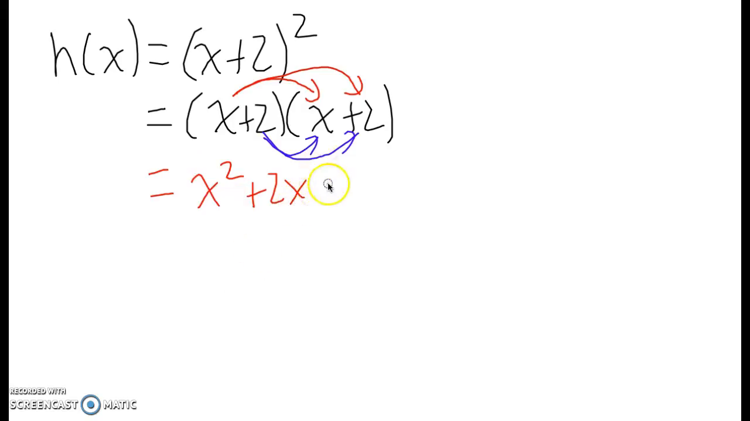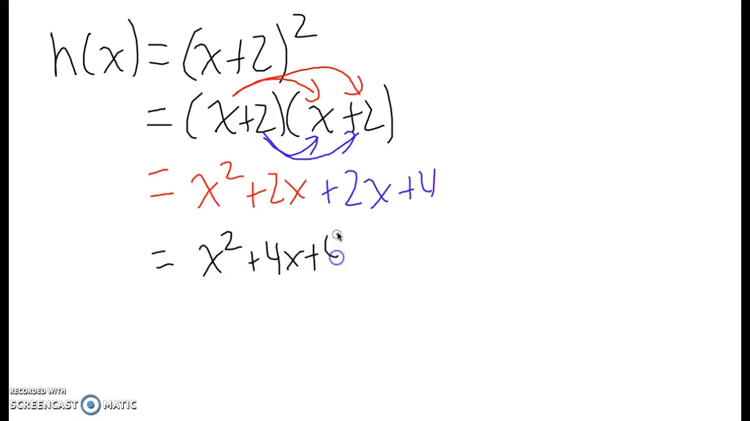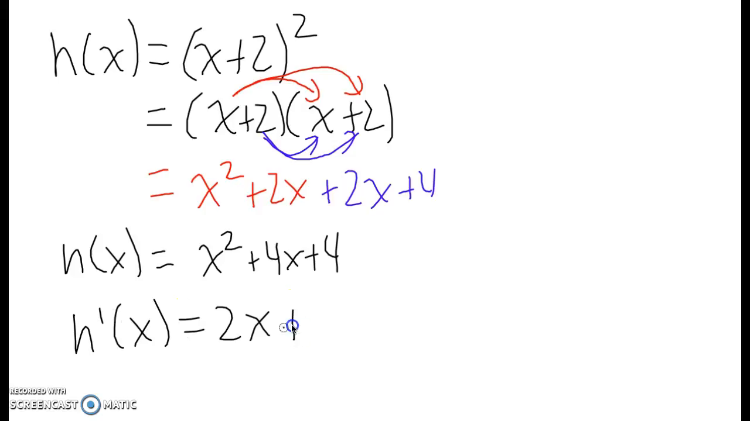You're distributing twice. This is going to give me my 2x, gives me my 4, and at the end of it, you get an expression, x squared plus 4x plus 4, which is still equal to h of x. But now we can see quite easily that this is a parabola, and we can really easily differentiate it. So if I wanted to take the derivative, h prime of x is equal to 2x plus 4, and it was a lot easier than trying to do it here.